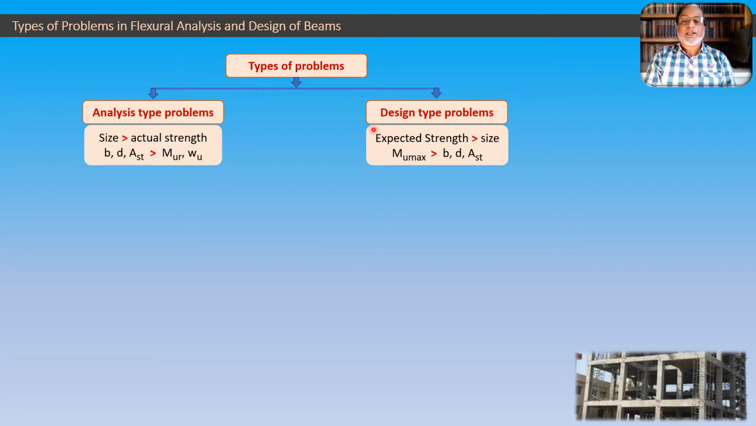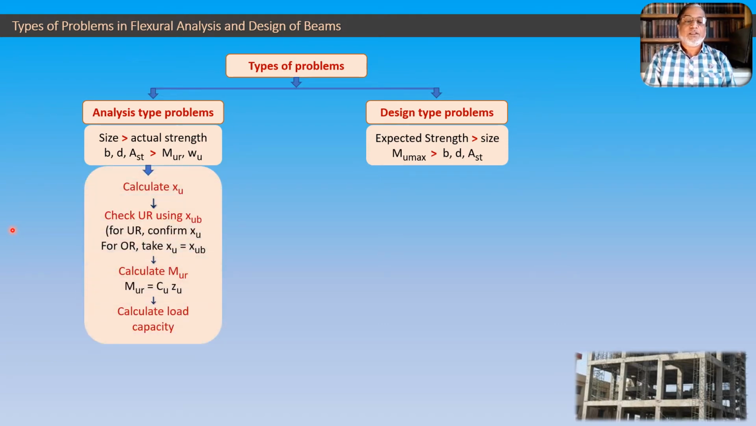The design type of problem is exactly the reverse of the analysis type of problem. Here the expected strength is given, that is the maximum bending moment the beam is supposed to resist, MU max, that is calculated or given, and from this we have to decide the size of the beam. That means we have to decide the breadth, the depth of the cross section and also the area of steel in the cross section. So these are basically the two types of problems.